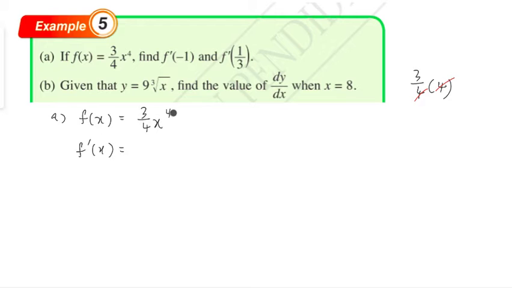Okay, so 3 over 4 multiply 4, you get 3. x to the power of 4 minus 1 is 3. So this is the gradient function. Okay, now f prime of -1.